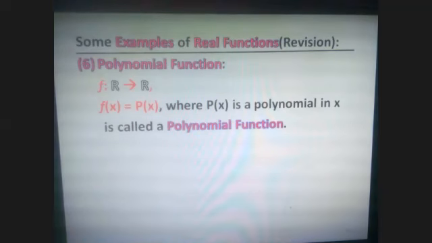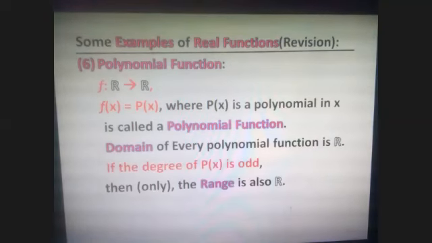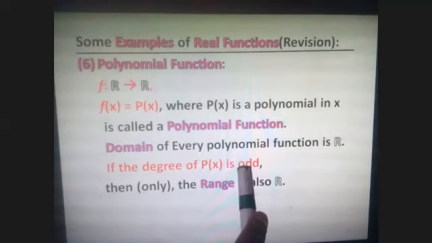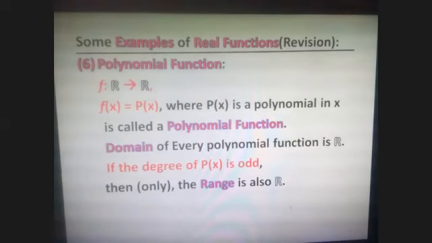Further, polynomial function. f from R to R, f(x) equal to p(x), where p(x) is a polynomial in x. The domain of every polynomial function is R, no doubt. What about the range? Be careful about that. If the degree of the polynomial is odd, remember, then only the range is R. Otherwise, if the degree is an even number, the range cannot be R. What the range is depends on the given polynomial. But it is guaranteed that if the degree of the polynomial is odd, the range is R.